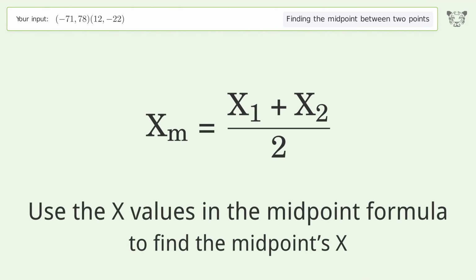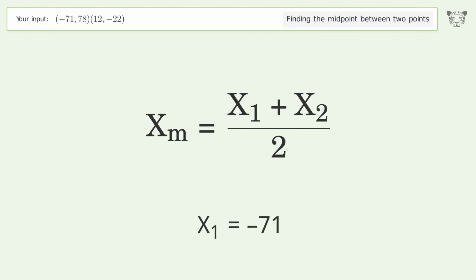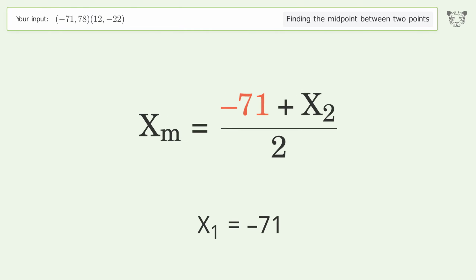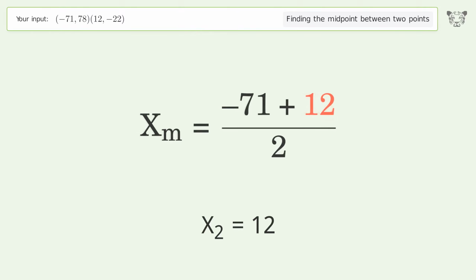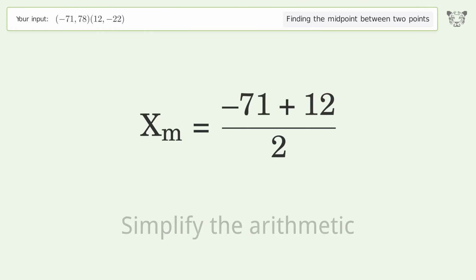Use the x values in the midpoint formula to find the midpoint's x. x1 equals negative 71. x2 equals 12. Simplify the arithmetic.